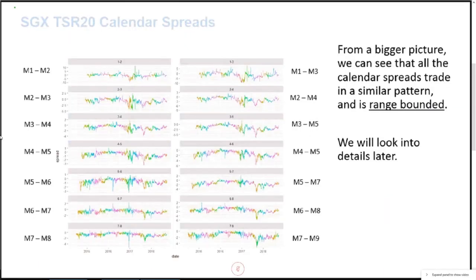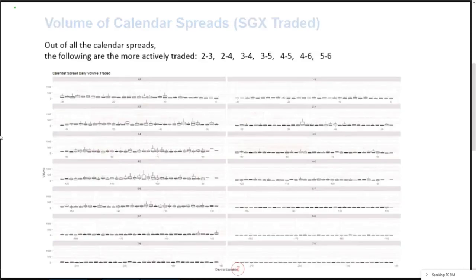This is another chart depicting the same thing. Mostly it's just a reiteration of what I just mentioned. Most of these sequential months, like the 5 versus the 6, the 6 versus the 7, and so on, tend to trade within a very finite range. And especially their relation to consecutive spreads.